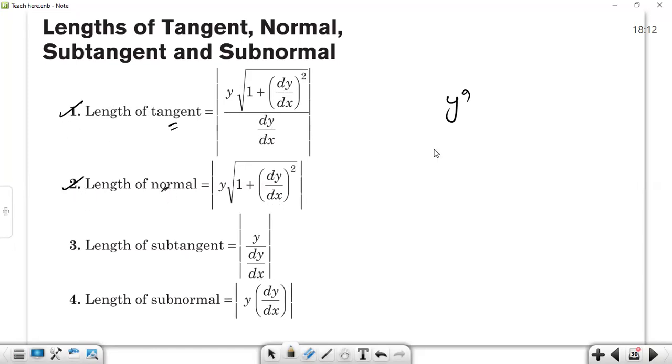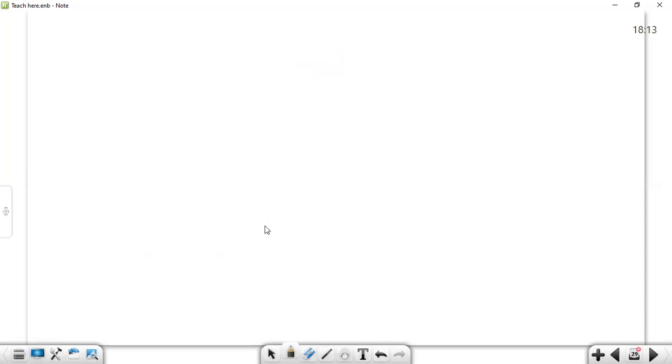Length of normal is what? If this is a tangent, the normal would be perpendicular to it. So length of normal, length of subtangent and length of subnormal, we can use these formulas to find them out. So this completes our chapter theory. Now let's first discuss the examples and solve all of them.